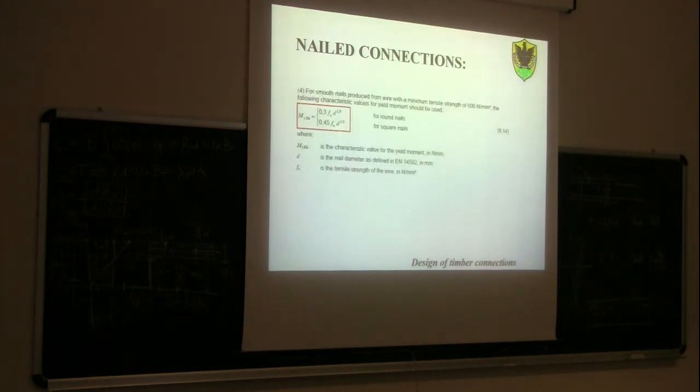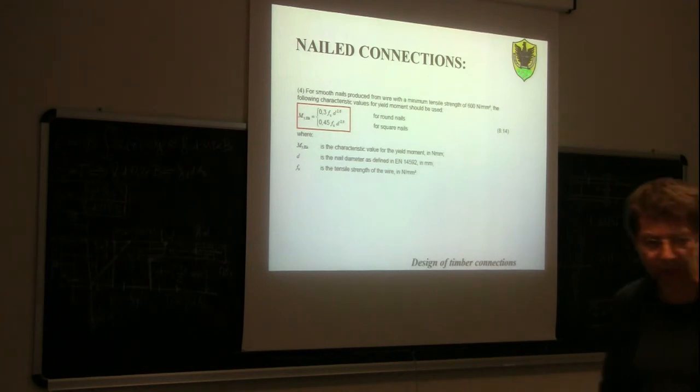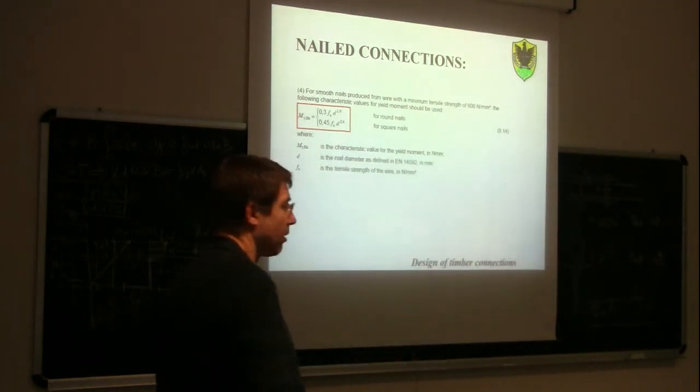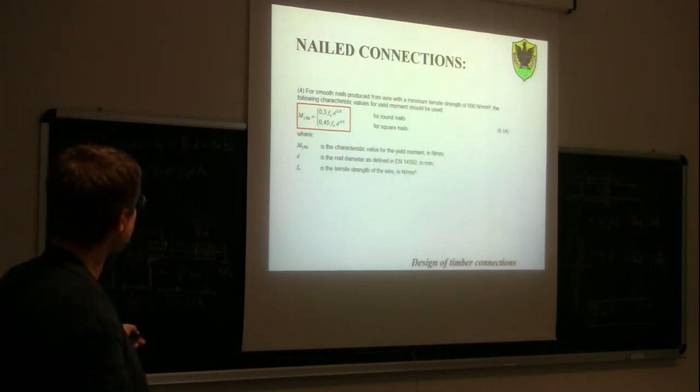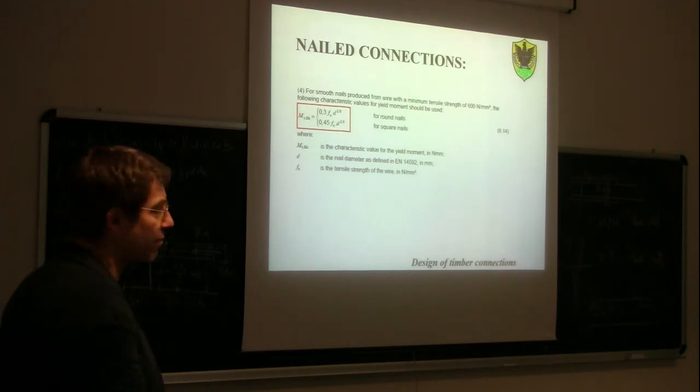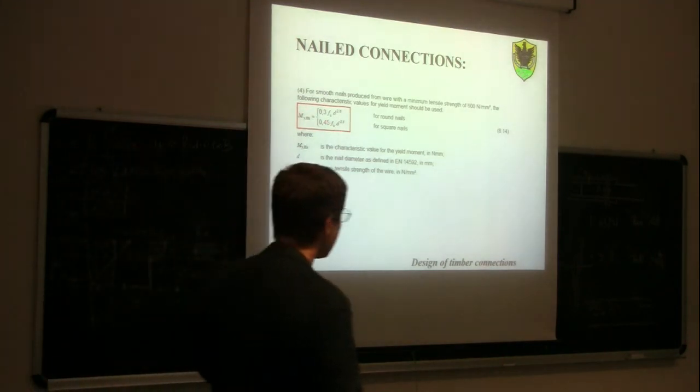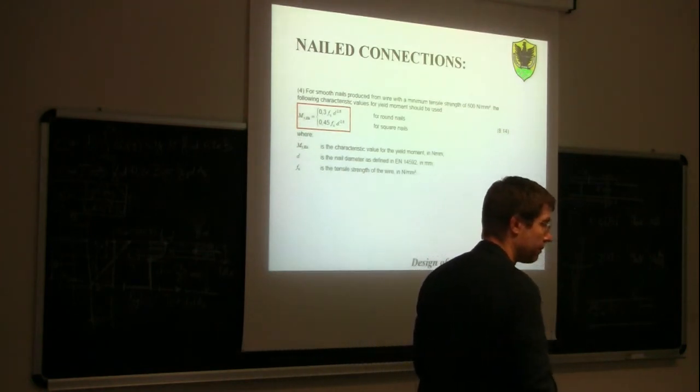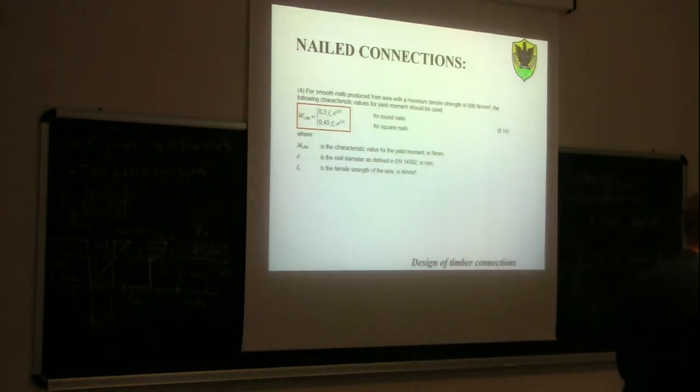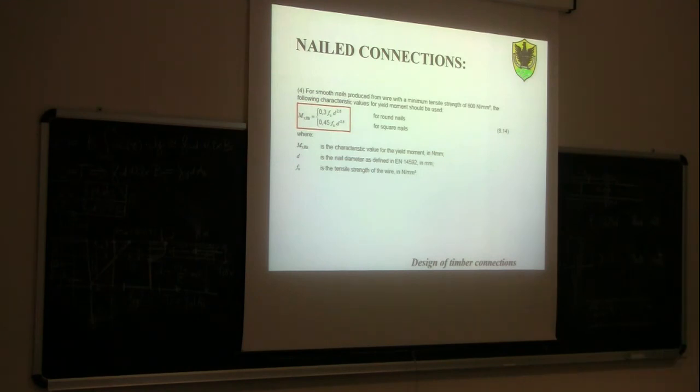So, in order to use the Johansen equation, I need to calculate the yield strength or yield moment of the fastener. Now, for smooth nails, we can use this empirical formulation to calculate the yield bending moment. Note that those formulas are semi-empirical. So, strictly speaking, the yield bending moment of one nail, how should it be calculated? For example, using the plasticity theory.